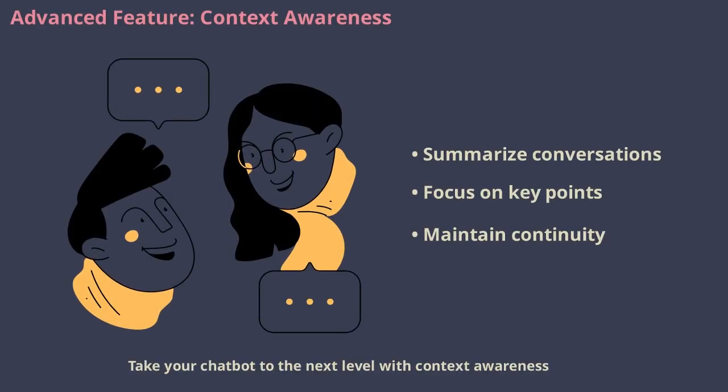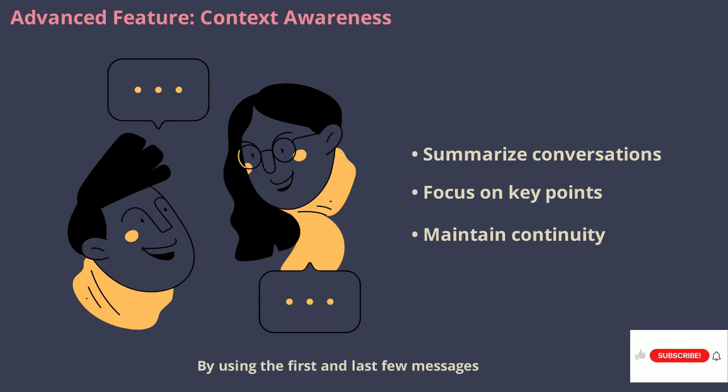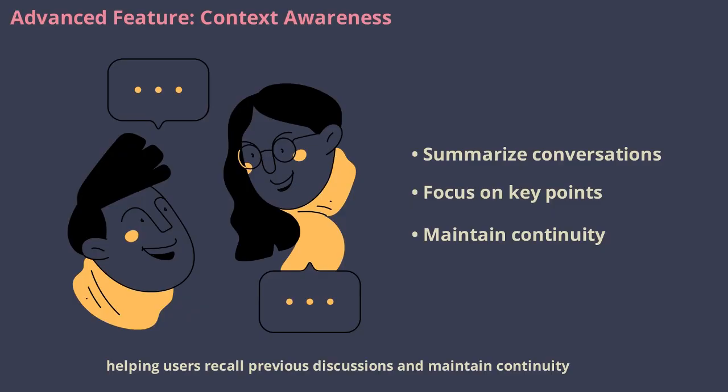Take your chatbot to the next level with context awareness. Implement a method to summarize long conversations, focusing on key points and important information. By using the first and last few messages, your chatbot can generate a concise summary, helping users recall previous discussions and maintain continuity.